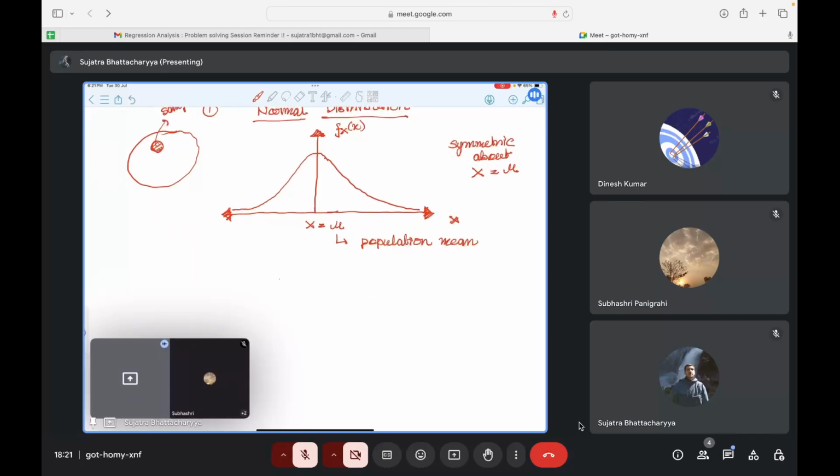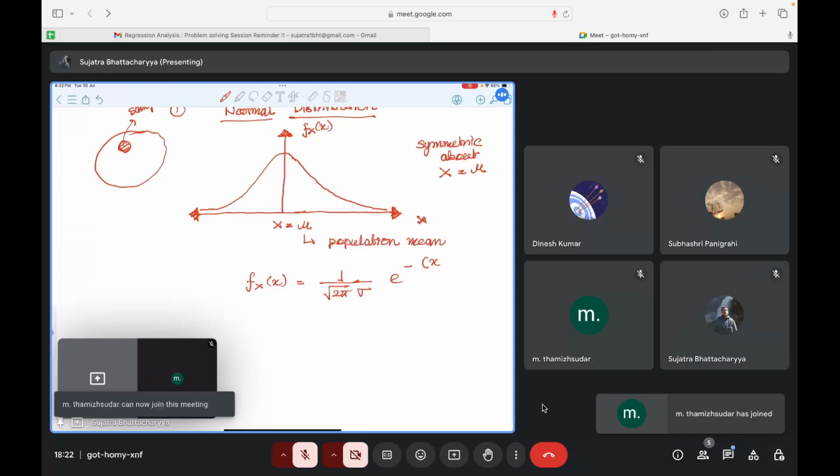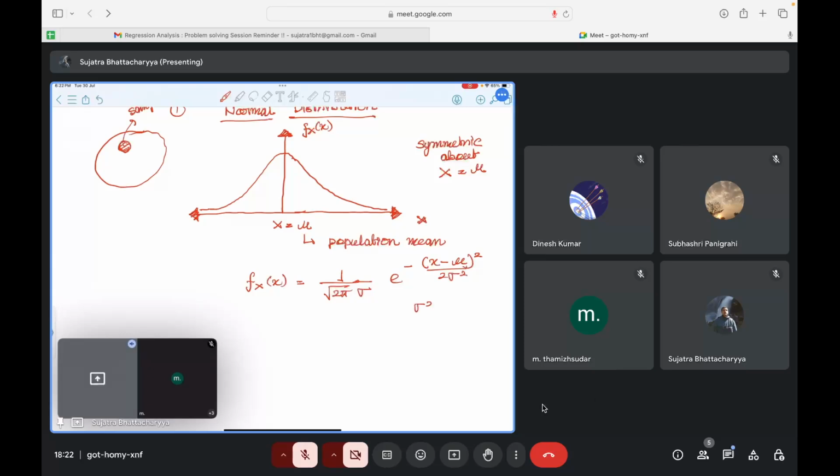Just let me write the distribution: 1 upon root 2 pi sigma, e to the power minus (x minus mu) whole square divided by 2 sigma square. Sigma square is nothing but the variance. Remember, this is the population variance. Then what is sigma? This is the population standard deviation. You know, the root of variance is the standard deviation. Simple.